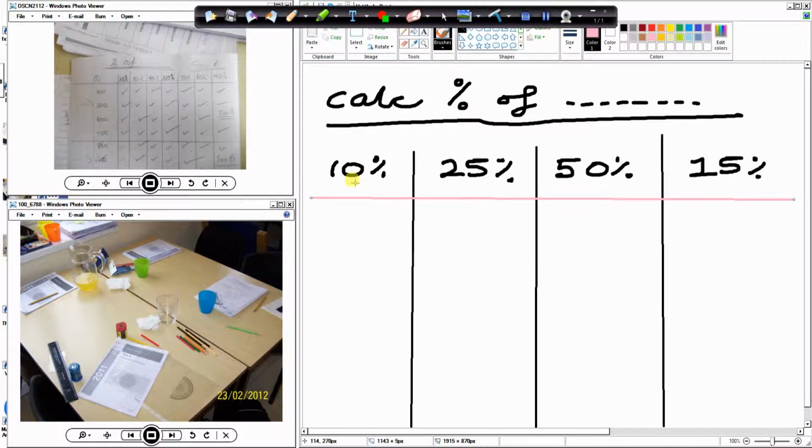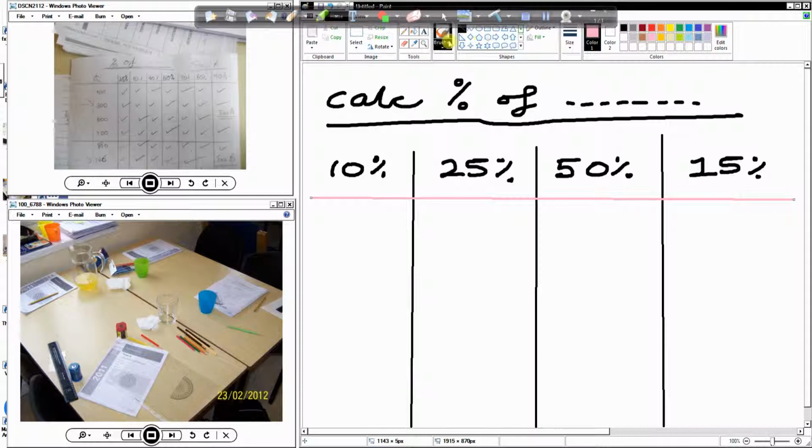Okay, we're recording now. So 10%, what do we do? We divide by 10. When you divide by 10, you either remove a 0, or you move the decimal point one place to the left.